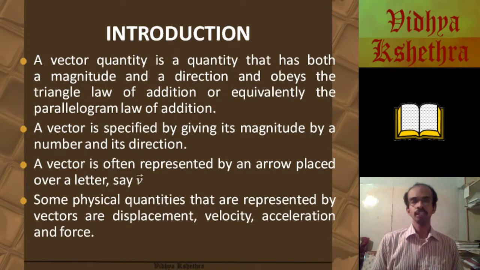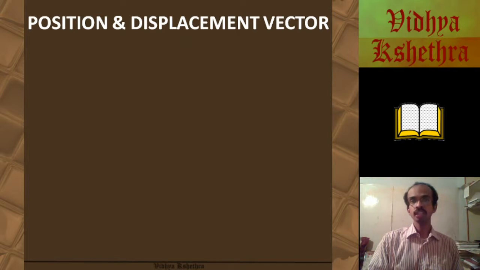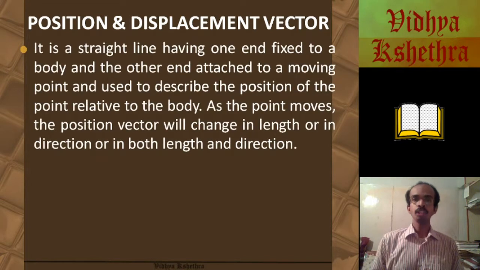Some physical quantities that are represented by vectors are displacement, velocity, acceleration, and force. Now, position and displacement vector. Position vector is a straight line having one end fixed to a body and the other end attached to a moving point and used to describe the position of the point relative to the body. As the point moves, the position vector will change in length or in direction or in both length and direction.